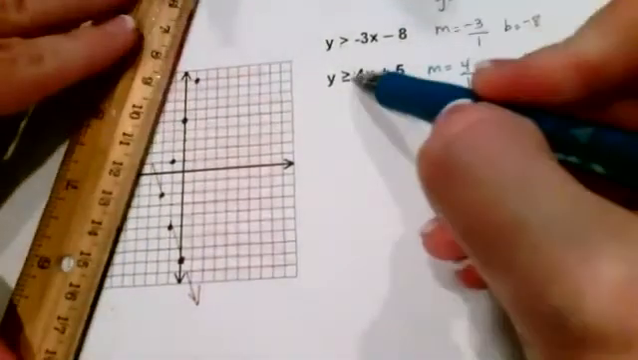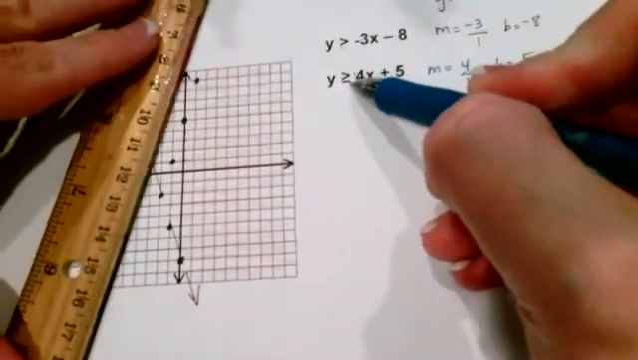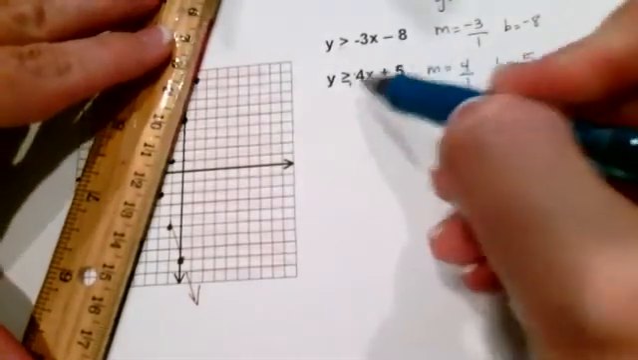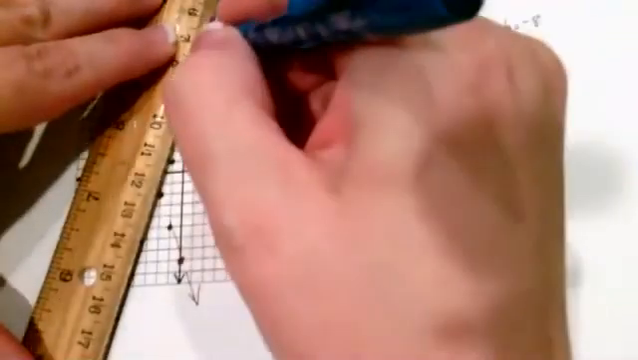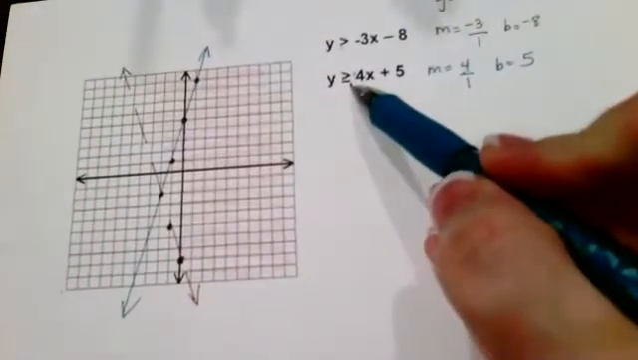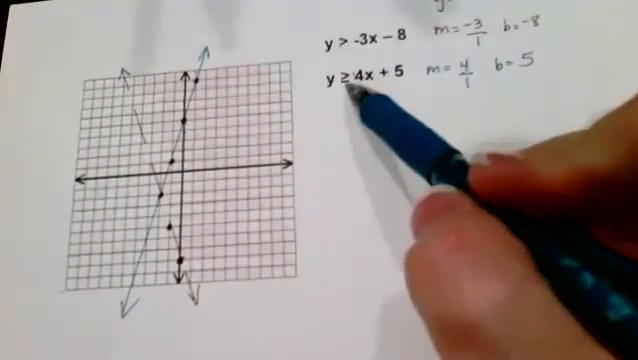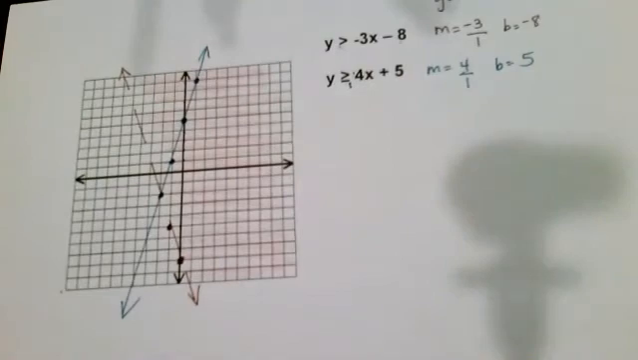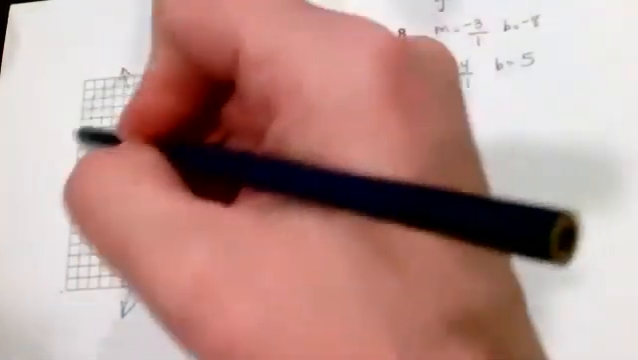Now think to yourself, am I drawing this as a dashed line or a solid line? Well, based on that inequality there, we are drawing a solid line. Are we shading above the y-intercept or below? You are right, we are shading above the y-intercept. That is this section here.